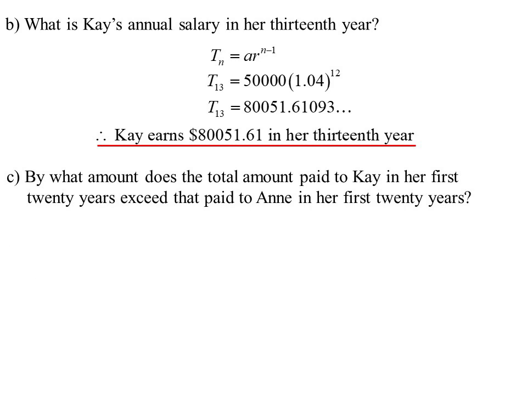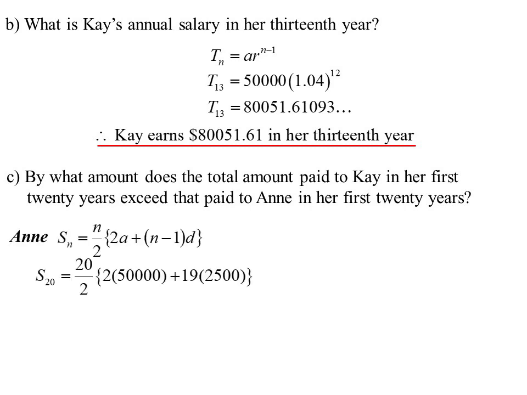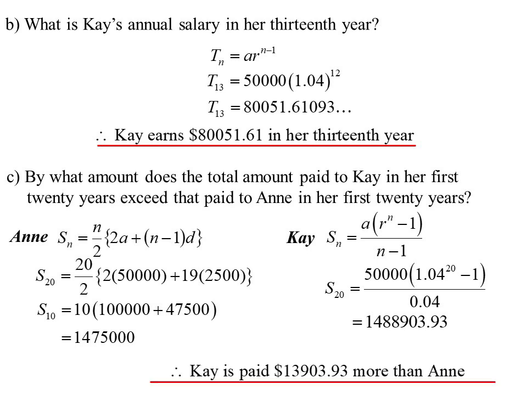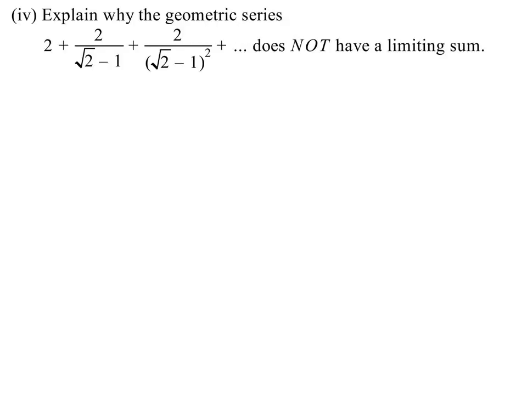So the total amount, Anne would end up putting into our sum to n formula with $1,475,000. Actually, it's not that unusual to earn $1 million in 20 years when you think about it. Kay, sub into hers, and, ooh, look at that, 1,488,000. Oh, she's done significantly better. Look at that, 13,000, almost $14,000 more. Looks like Kay was the smart one. Not really an application one, but I thought I'd throw it in here.